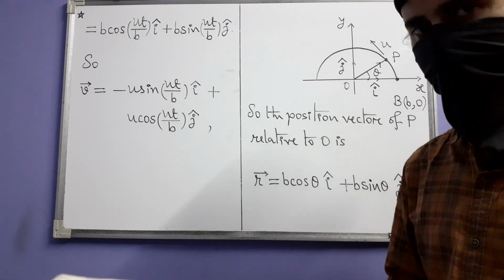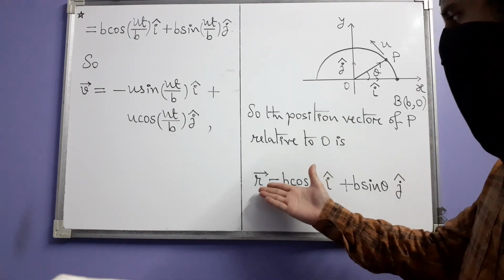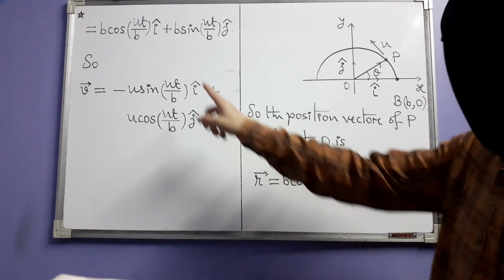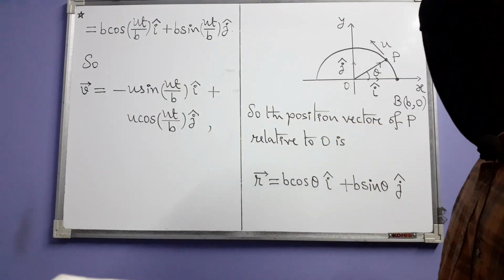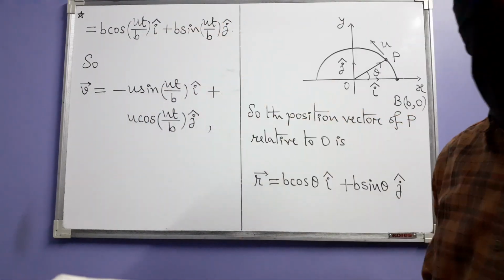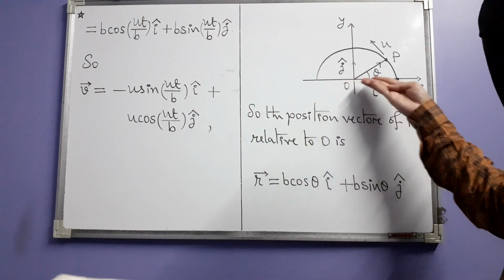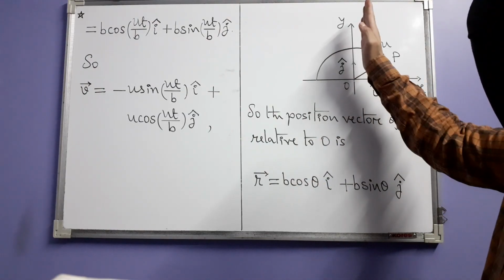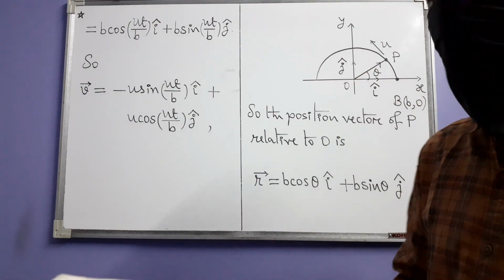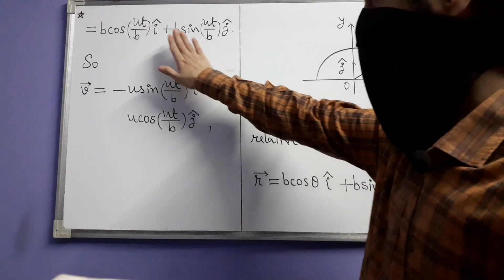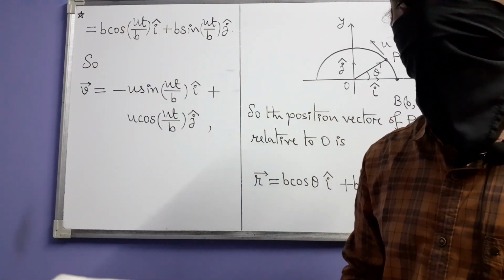Note that here only t changes; u and b are already given, they do not change. So to find the velocity, you differentiate r with respect to time. And here of course i hat and j hat do not change. i hat keeps pointing in this direction and j hat in this direction. As the particle moves, these two things do not change. So you just have to differentiate the coefficient functions.